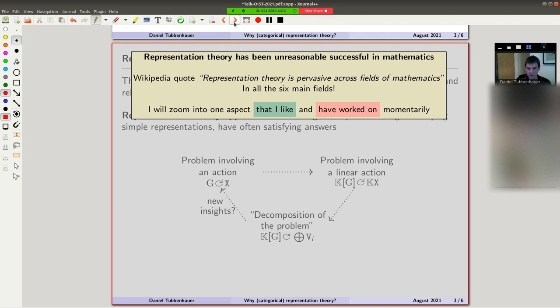Okay. So, Wikipedia actually describes representation theory as pervasive across fields of mathematics, so it really turns up in all the main six fields. I will zoom in on an aspect in a second, and this will be the rest of my talk. Up to a little bit in the last 2 minutes, I'm going to sketch what categorical representation theory should be all about.